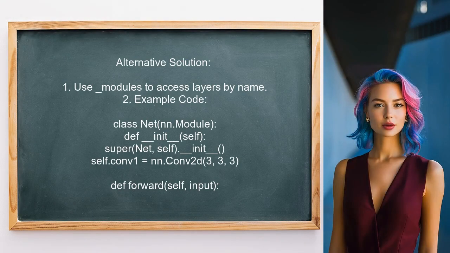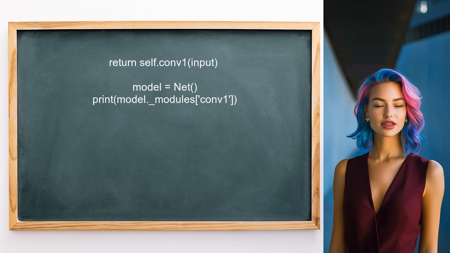An alternative approach to access weights in nn.Sequential is to use the modules attribute. This allows you to access specific modules by their names. For example, you can define a class with a convolutional layer and then print the layer using model.modules conv1.